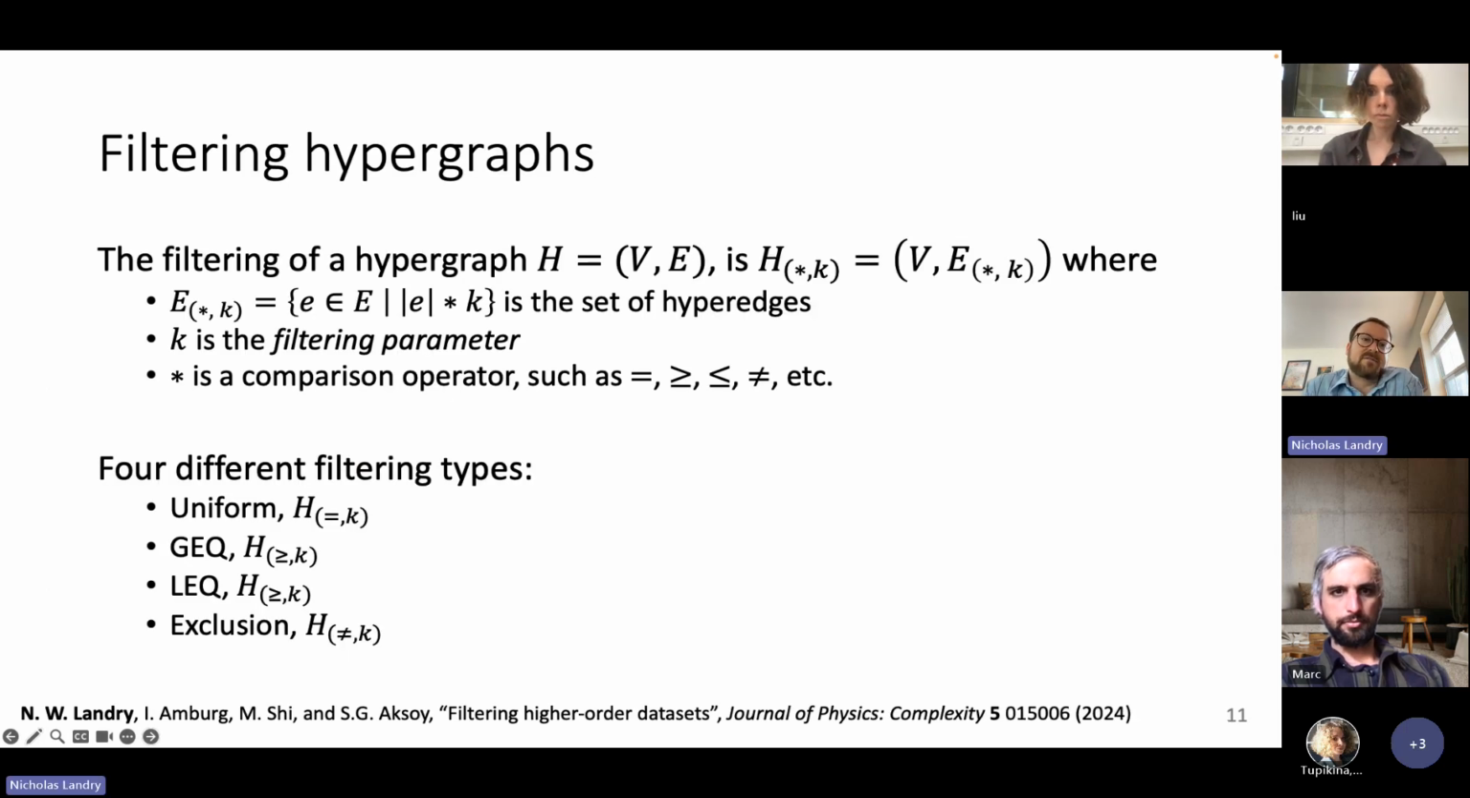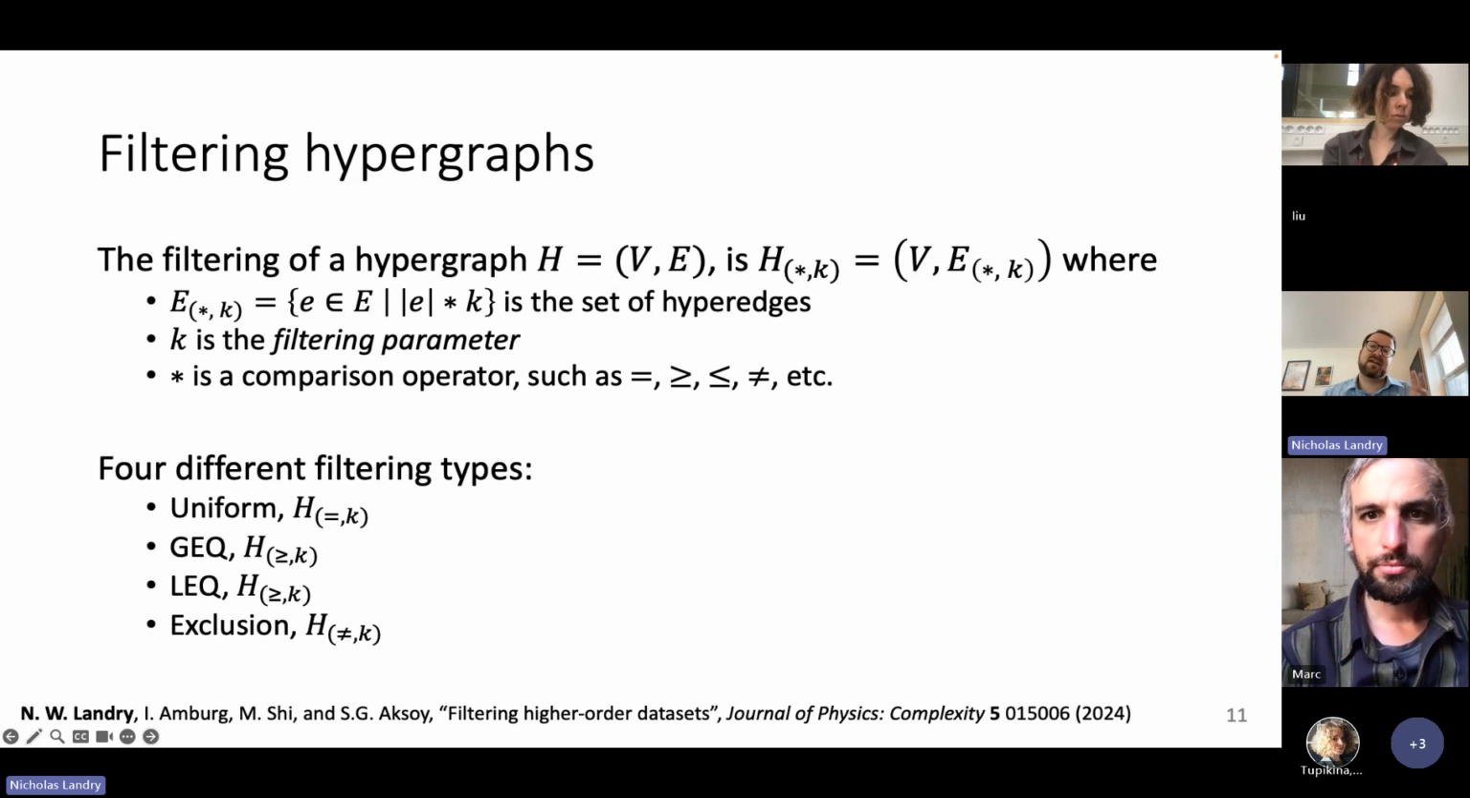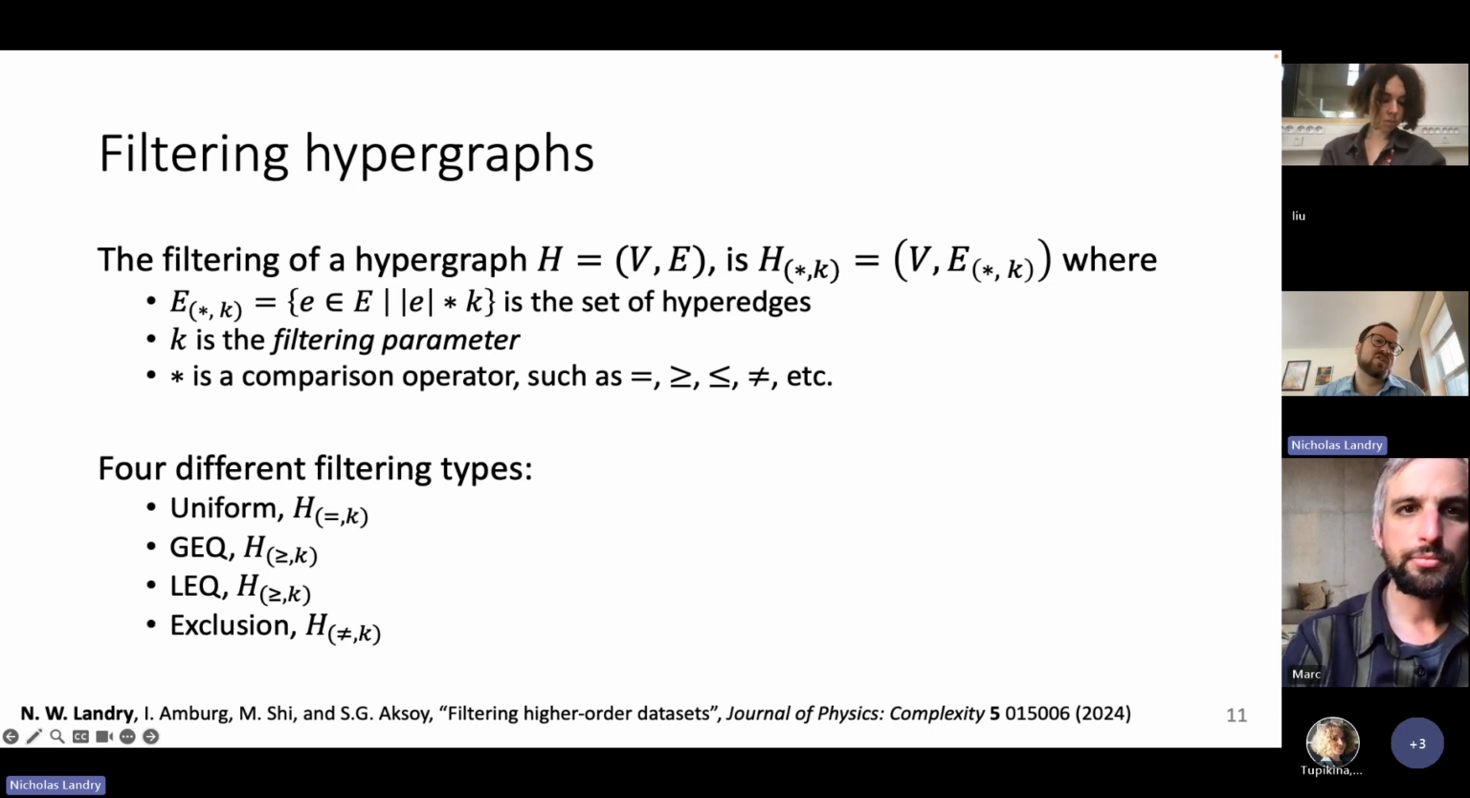So the framework that we introduce is around the idea of filtering hypergraphs. If I've got a hypergraph H as a collection of vertices or nodes V and hyperedges E, what we're going to do is preserve the same node set V, and look at a subset of these edges. And the particular subset that we consider is a size-dependent filtering.